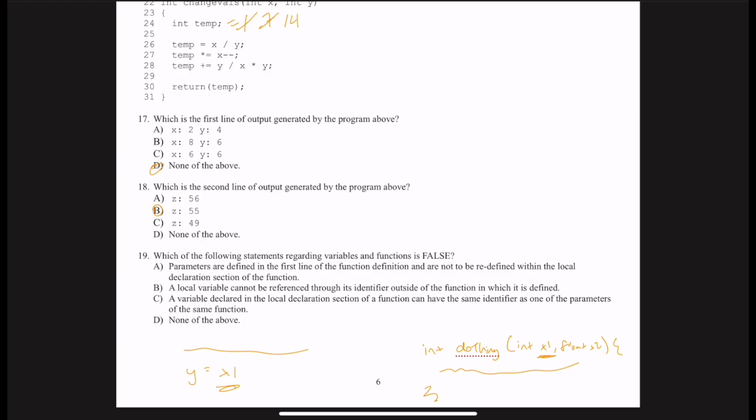C, a variable declared in the local declaration section of a function can have the same identifier as one of the parameters of the same function. So this is going to be false. We can't say now, double x1 equals 123.45, right? We can't create another variable with the same name as one of the parameters because those are two variables with the same name in the same space. So how does the program know whether you want to talk about the int or the double when you're doing something else with those variables? It doesn't. So that would be a big issue. So C is false and is our answer for 19.